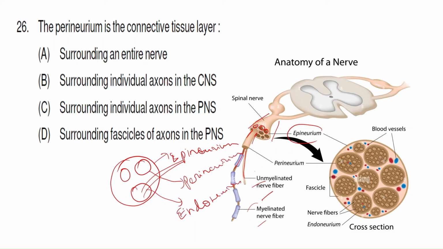Okay, clear about the connective tissue layers which are surrounding the nerve? The whole nerve bundle is surrounded by epineurium. The fascicle is surrounded by perineurium, and the individual neurons are surrounded by what? Endoneurium. So the answer for this: perineurium is the connective tissue layer that is surrounding the fascicles of the axons in the PNS, peripheral nervous system.